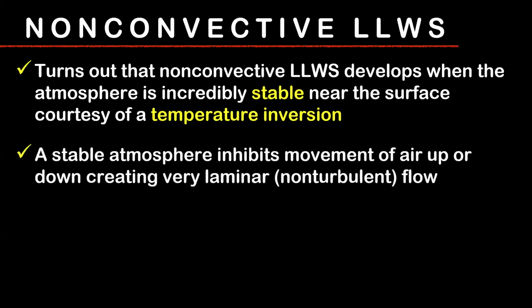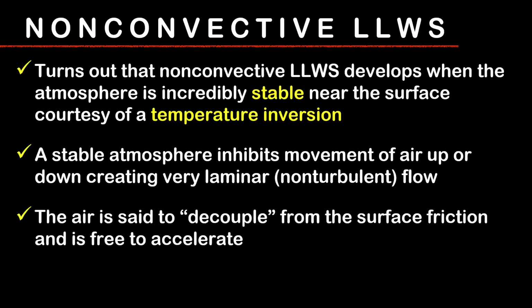And so when you have that temperature inversion, which is a very stable atmosphere, it tends to inhibit any movement up or down. So anytime the air wants to move up and rotate, like that tumbleweed, the atmosphere tamps down that particular motion, whether it's up or down. And essentially what you end up with is very laminar or non-turbulent flow. And the air is basically said to decouple from the surface friction. And if it's decoupled from the surface friction, it's free to accelerate.